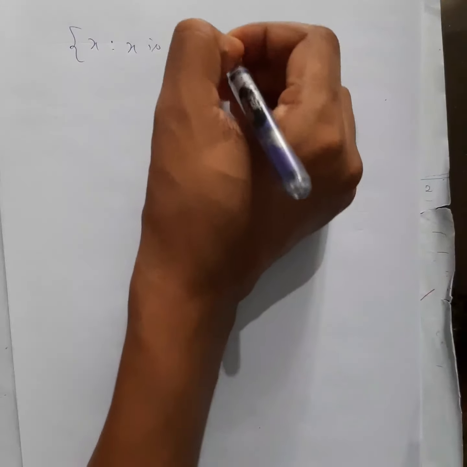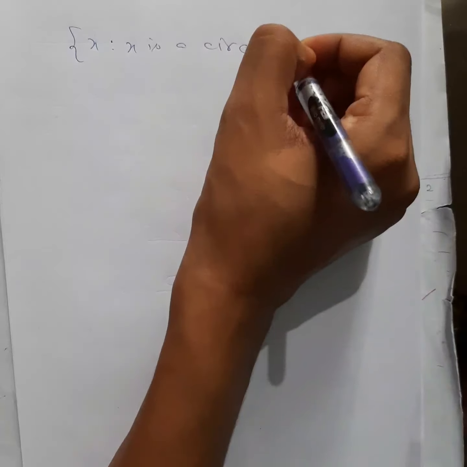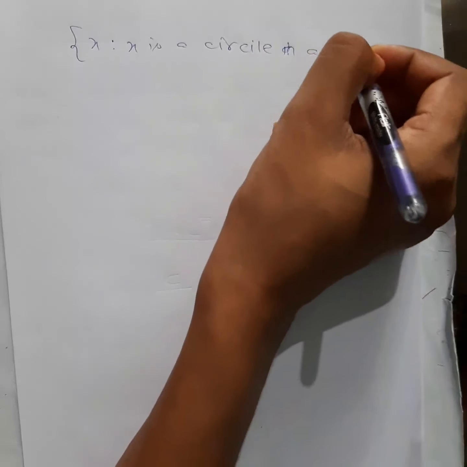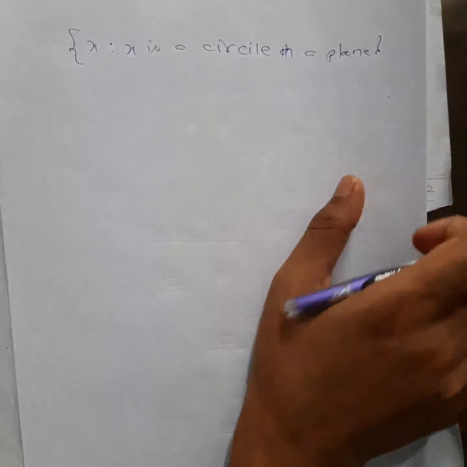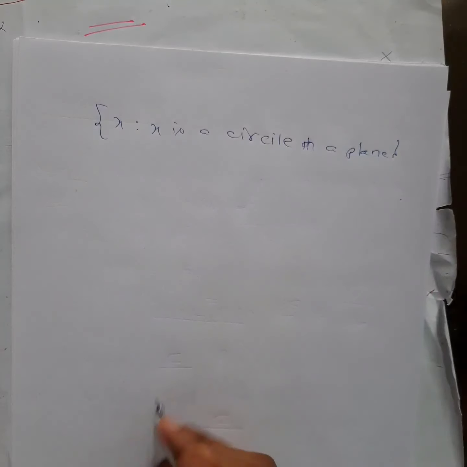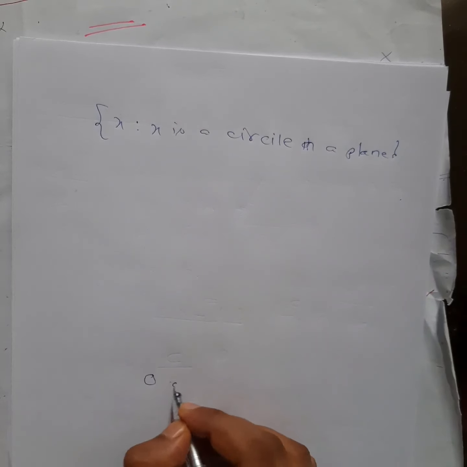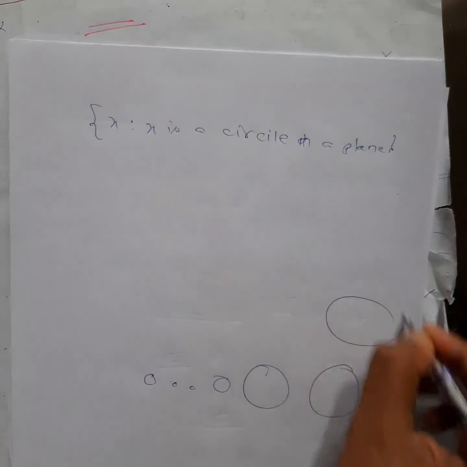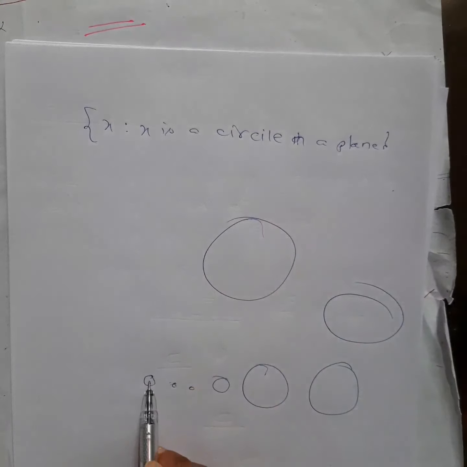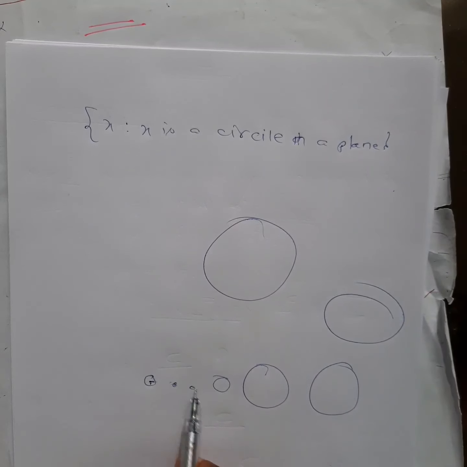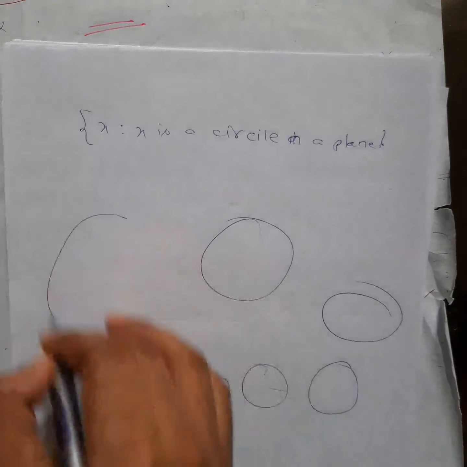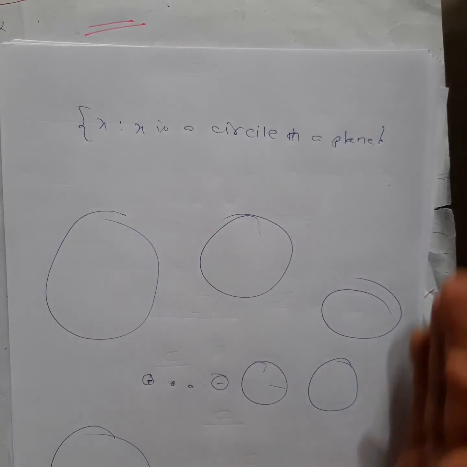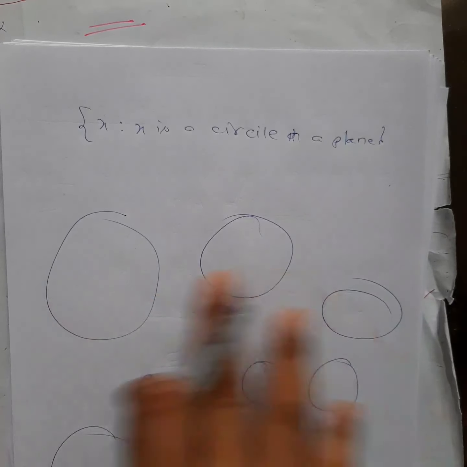X is a circle in a plane. Now when they say X is a circle in a plane, what kind of circle can you make? A small circle like this, like this. You can make a big circle also, like so. You can see circles of all radii are available in this plane, right? This is a small plane, so I'm just showing you an example here.